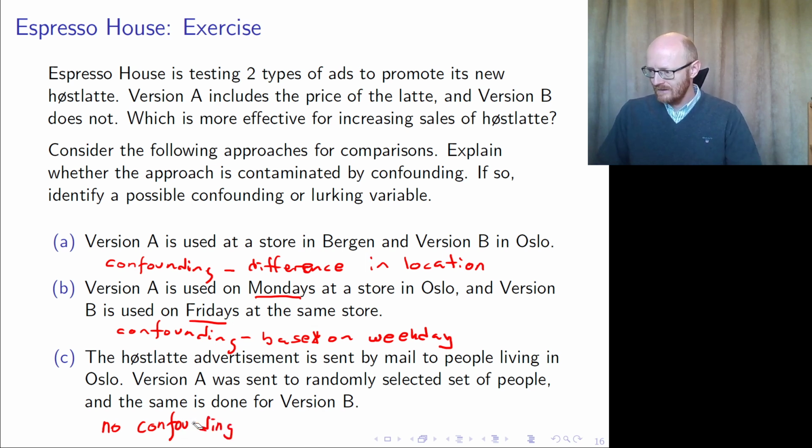So you have no confounding. From people in Oslo, if the sample size is large enough, then you're quite certain that any difference between version A and version B is because of the inclusion of the price.